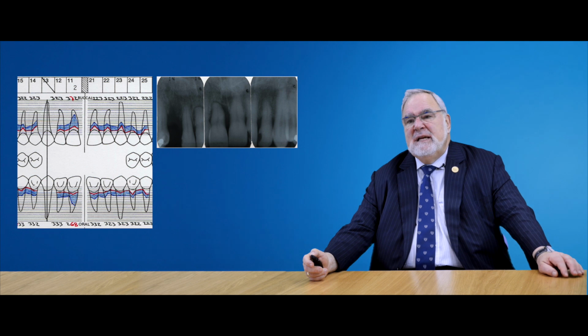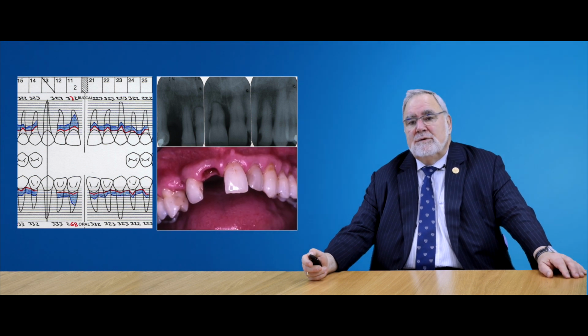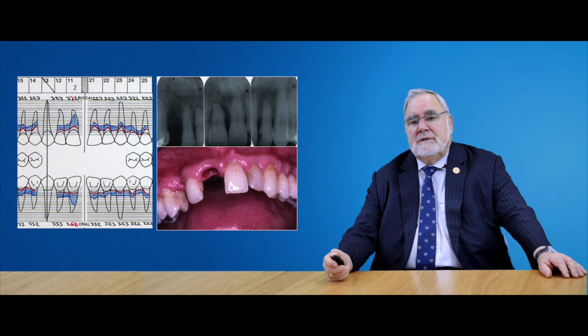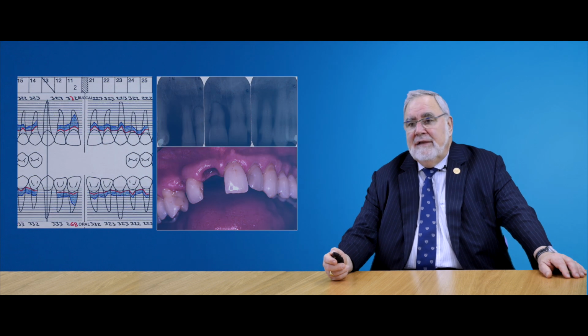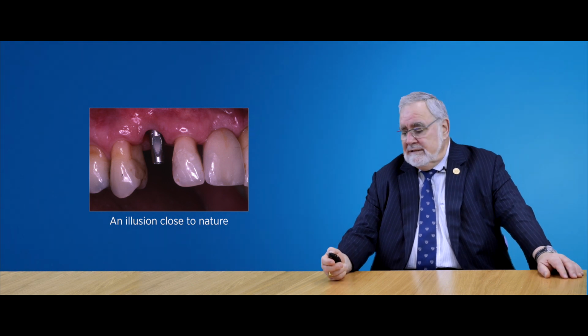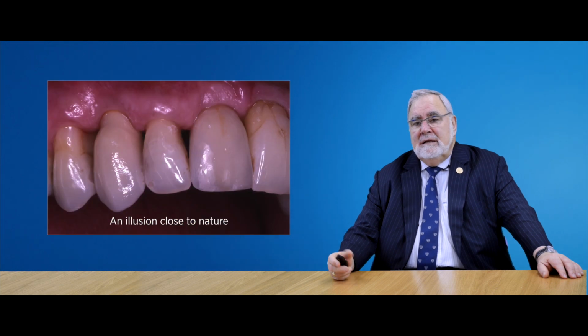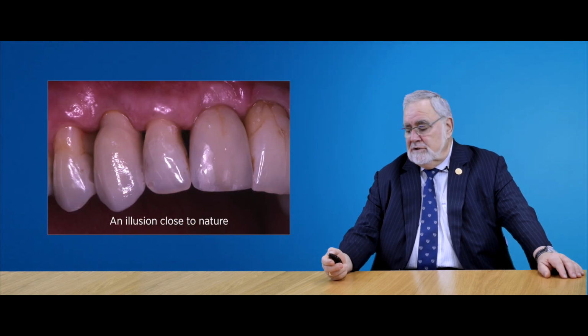Here is a last picture of a typical replacement of a missing canine and a missing central incisor. That missing tooth is going to be replaced, as you can see, and the canine is also missing. Now, when you see that both here are implants, and when we can do that with single implants, we can create an illusion close to nature.